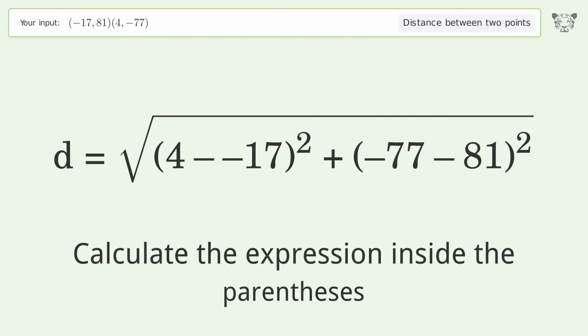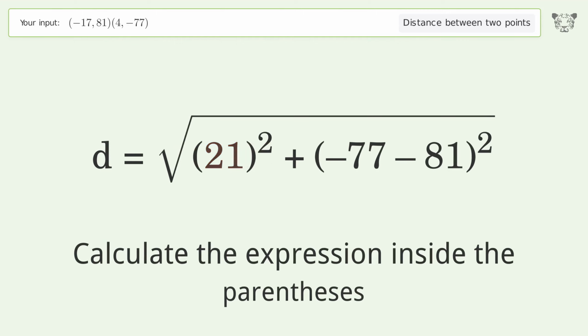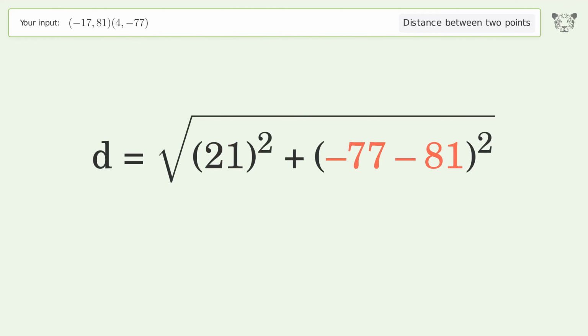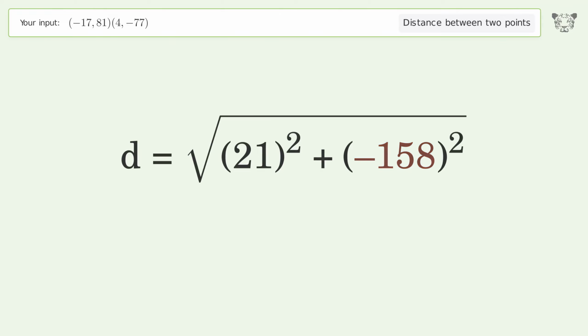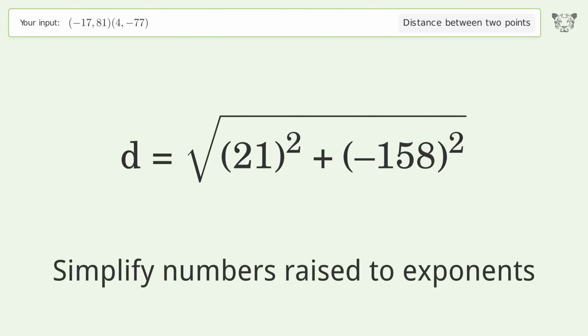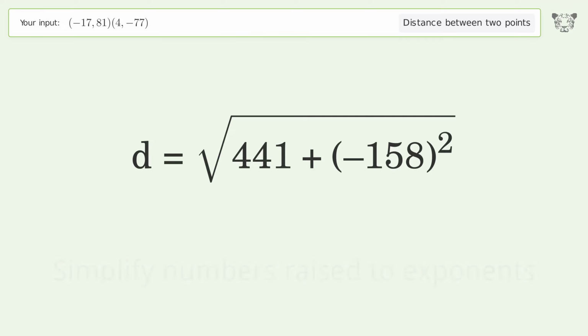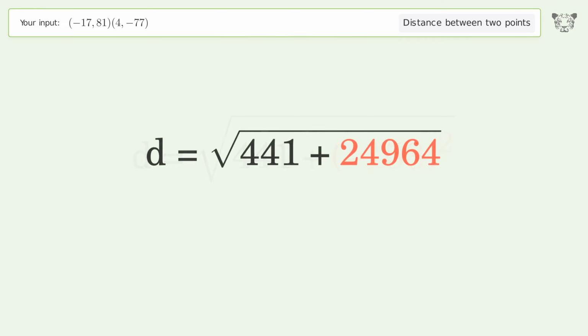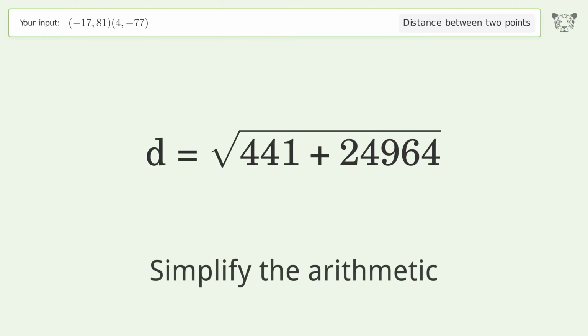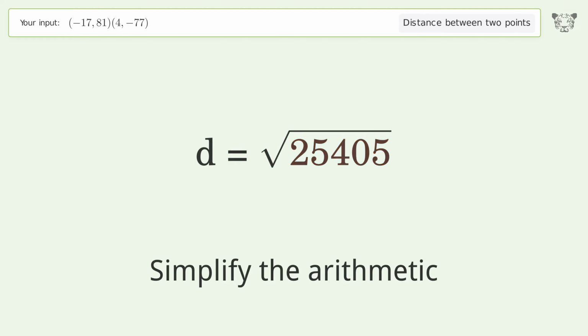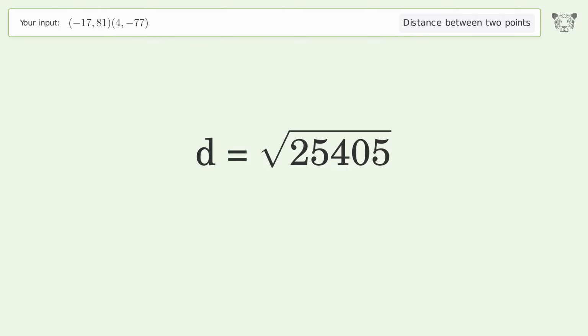Calculate the expression inside the parentheses. Simplify numbers raised to exponents. Simplify the arithmetic. And so the distance between the 2 points is the square root of 25,405, or 159.389.